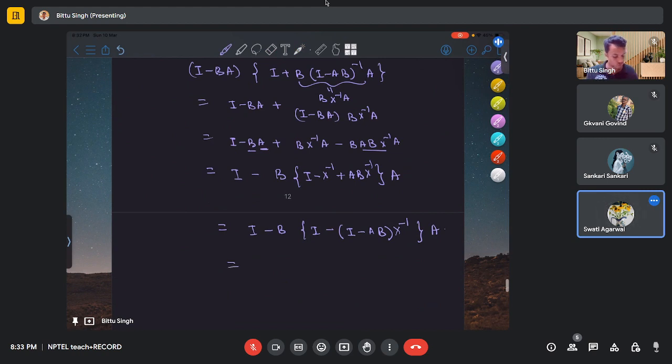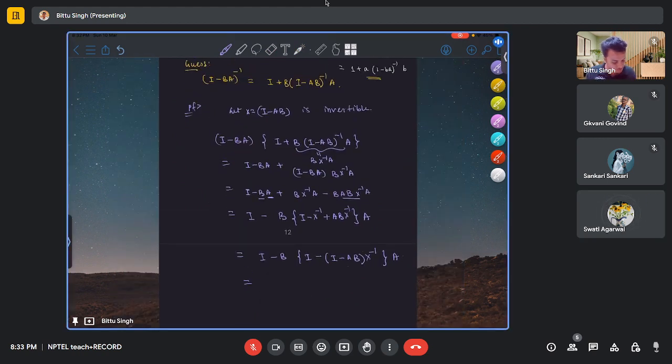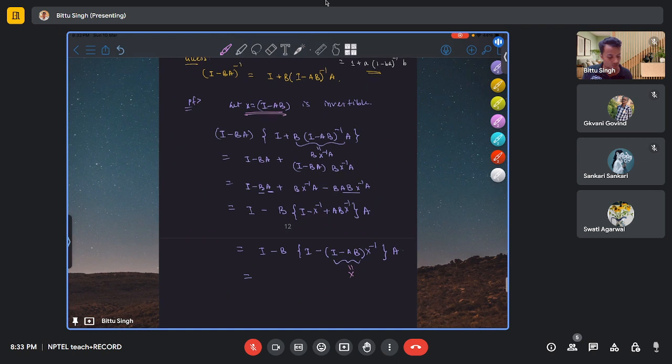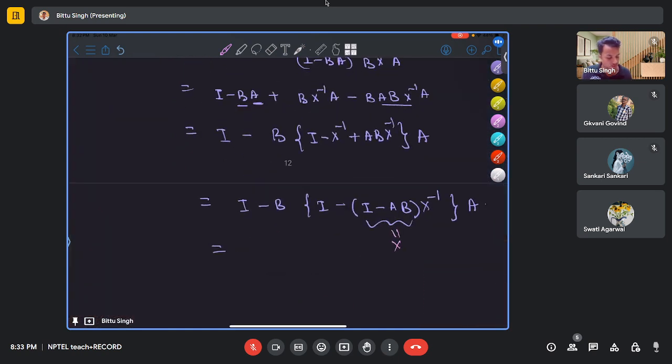So now you see this I minus AB, this is actually X, right? This is same as X. So what is X times X inverse? This is identity. So we are getting I minus B times identity minus X times X inverse, that is again identity times X. So this part is 0.